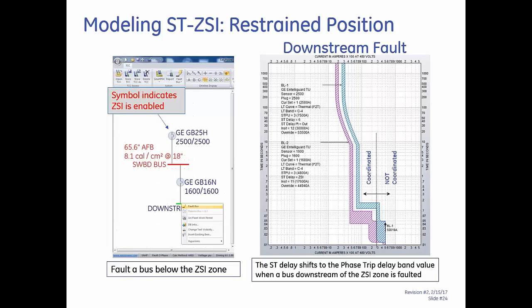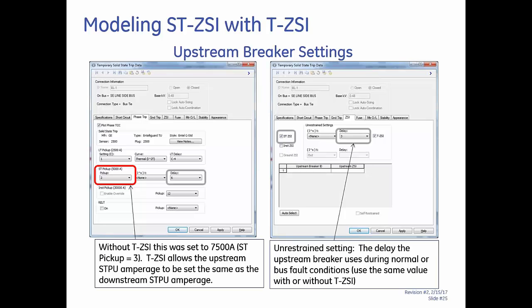All right, so at this point, let's add in T-ZSI, which I haven't even defined yet. T-ZSI stands for threshold ZSI, and threshold ZSI is to pickups as ZSI, without any other qualifier, is to delays. Whereas short time ZSI managed the delays to keep things coordinated, T-ZSI is going to manage movement of a pickup to keep things coordinated. What threshold ZSI allows me to do is lower the pickup of the upstream breaker to the point where I can overlap the downstream breaker.